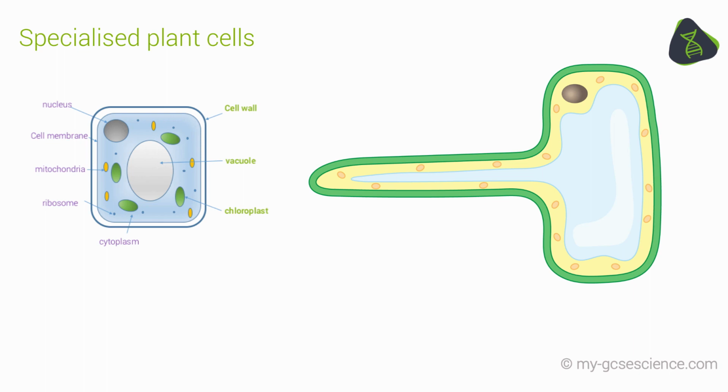A specialised cell worth learning about is a root hair cell, not to be confused with the hair roots on your head. Root hair cells in plants are underground in the soil, and their job is to absorb water and mineral ions and transfer these into the actual plant from the soil.